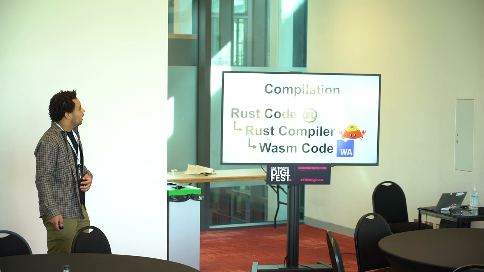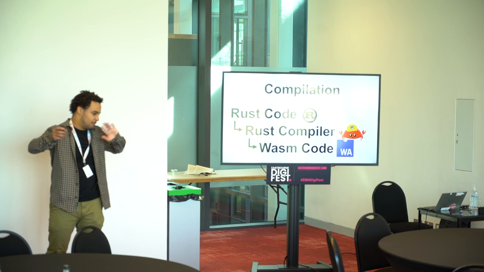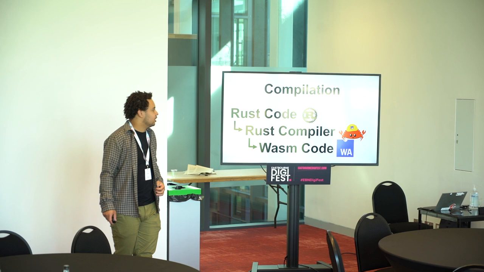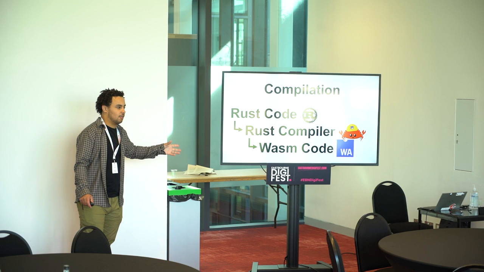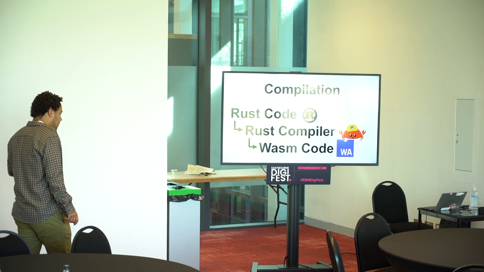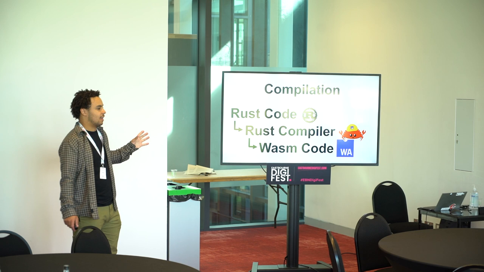I think it's worth taking a moment to talk about compilation, as many of you may be more experienced with interpreted code. So compilation is the process of taking some source code, putting it into a compiler, and getting some machine code out that you can then execute on your computer. So it's a two-step process. You get your Rust code, you put it into the Rust compiler, and then it spits out WebAssembly code in this case. Today we're going to be doing WebAssembly, so use WebAssembly code.